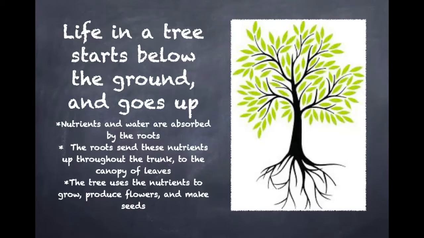First, let's look at the whole tree. We're going to start at the bottom with the roots. The roots take up as much space under the ground as the canopy does above the ground. The tree must have a strong root system in order to survive. The nutrients and water are absorbed by the roots, which send it up through the trunk and into the canopy and the leaves. The tree then uses these nutrients to grow, produce flowers, and make seeds.